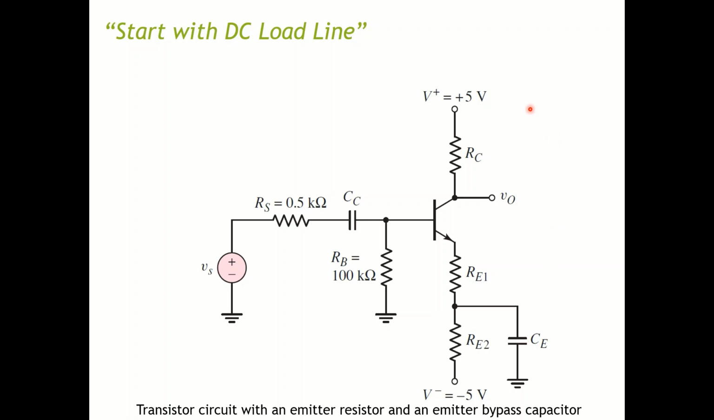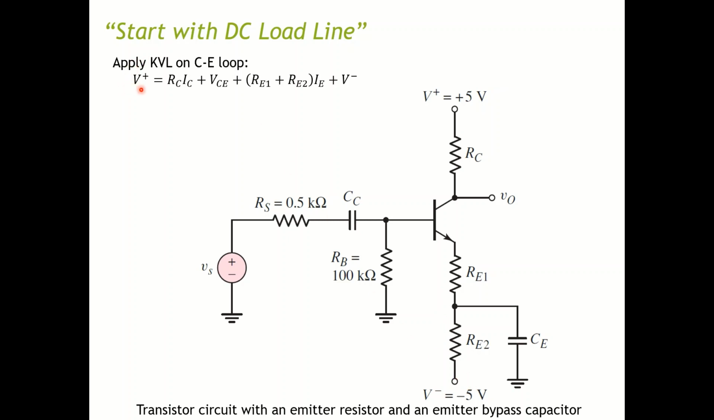So if we go through the collector emitter loop, which is here, we can use the Kirchhoff's voltage law to derive the relationship of all the voltage and current in this loop. Remember that in DC condition, the CE, the bypass capacitor, becomes an open circuit, so you can let current flow all the way through.